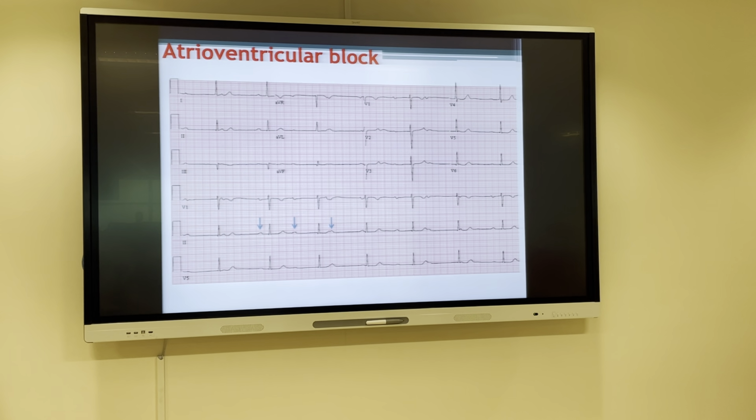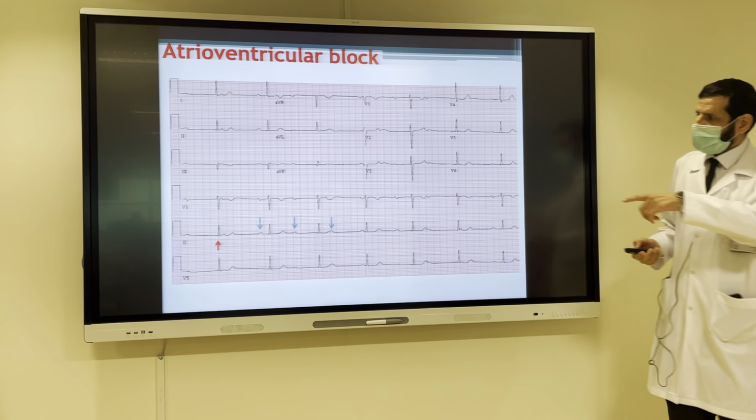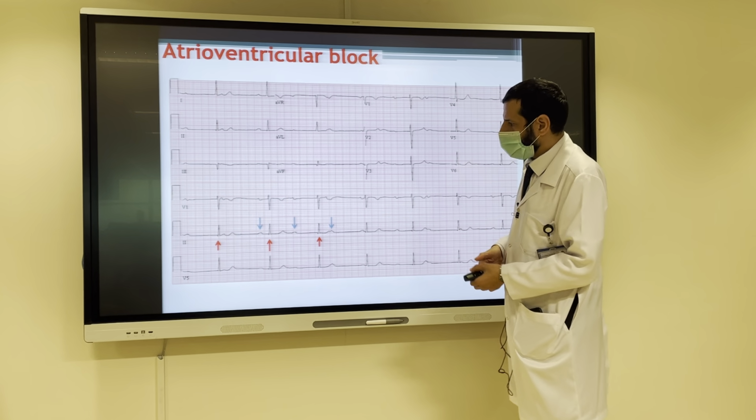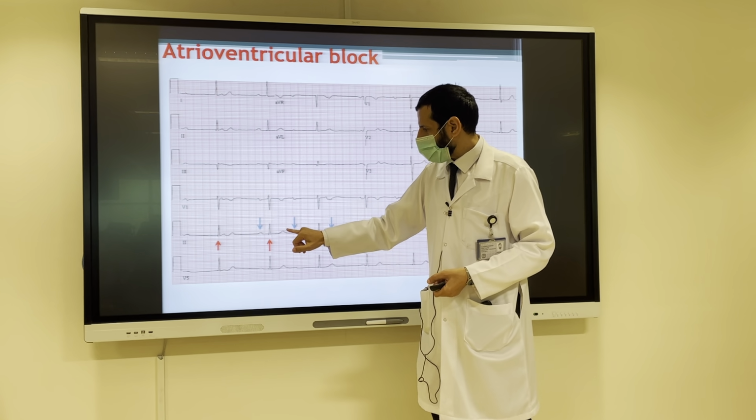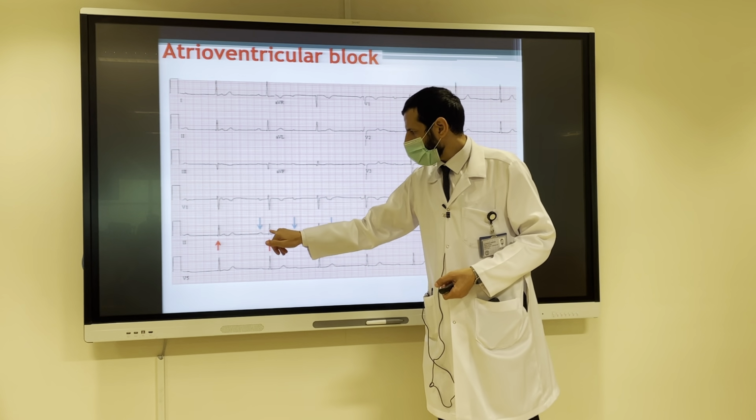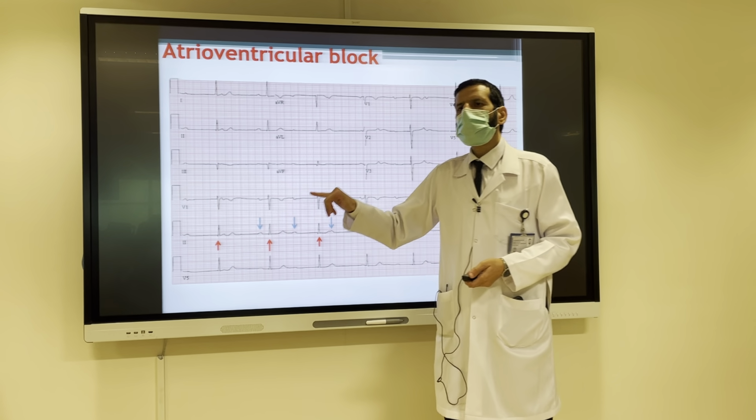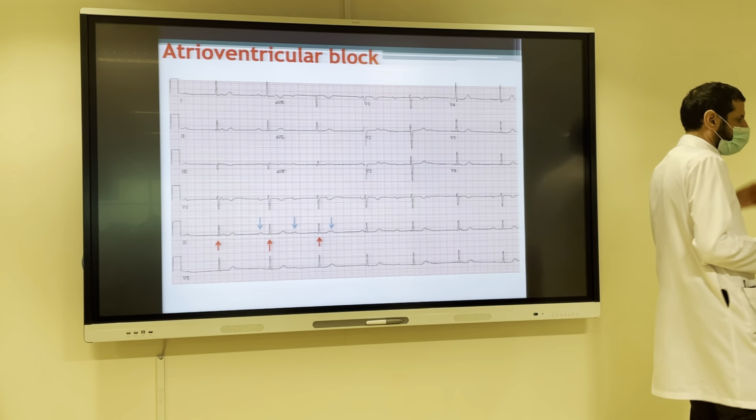So P waves and R to R, they are regular. The atrial rate, which is P wave to P wave, is faster than the ventricular rate, which is R to R. So we're dealing with third degree AV block.